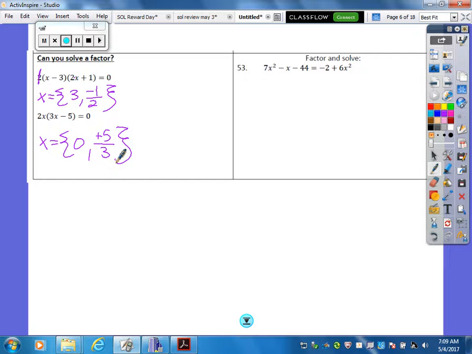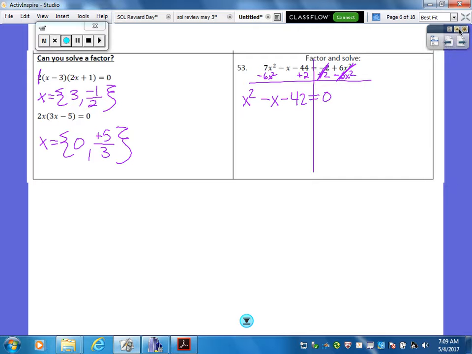Now I'm going to help you with this example over here, 53, because it's got a lot going on. I didn't factor this one already for you. You've got to factor it and solve it. So the first thing we need is the equals 0. So we've got to get all this stuff away from the side. I need to add this 2 to its other constant over here. That means it doesn't have a variable. It's its like term. And I need to subtract the 6x squared from its 7x squared over here. Again, it's like term. So I've got 7 minus 6, which is 1x squared. I've got my negative x in the middle, and then negative 42 plus 2 is negative 42.